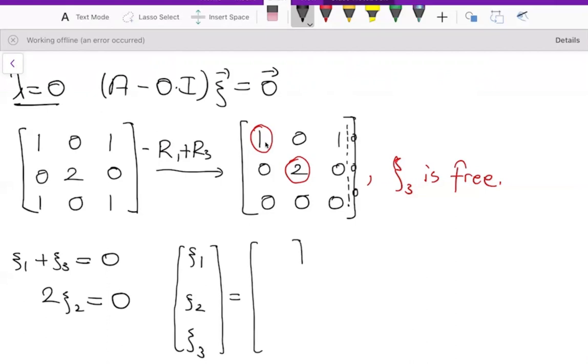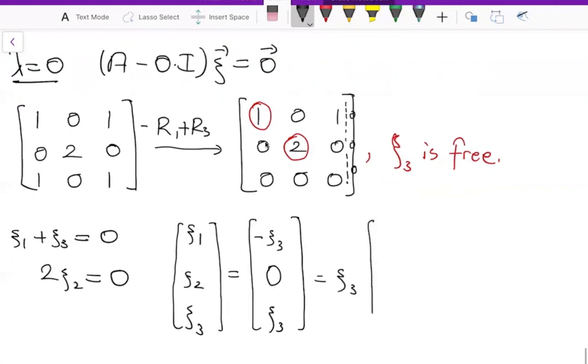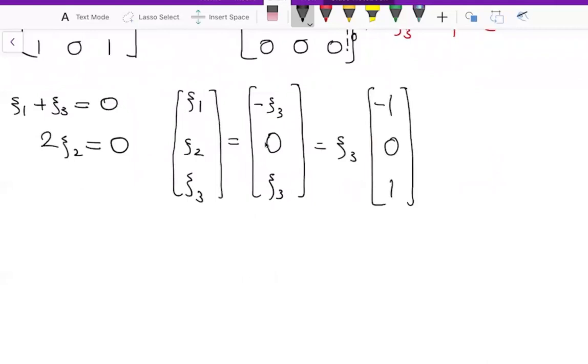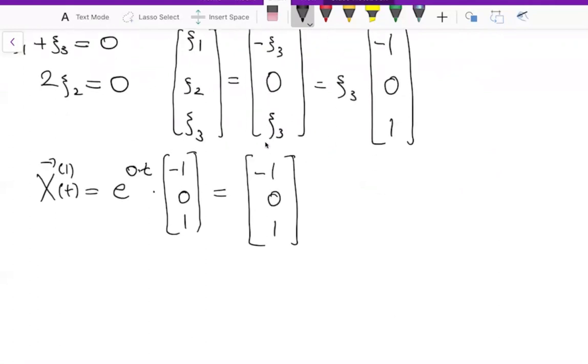So C3 is free. So free things are equal to themselves, so it's equal to itself. From the second equation, we see that C2 is 0. And from the first equation, we see that C1 is equal to minus C3, which says that if you take C3 out, we get minus 1, 0, 1. So out of this, we can write our first solution, e to the 0t times minus 1, 0, 1, which is exactly minus 1, 0, 1, a constant vector.